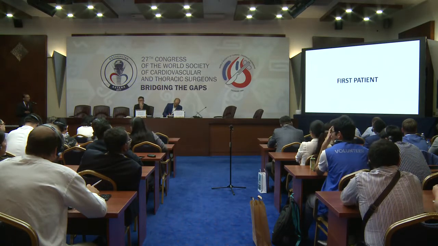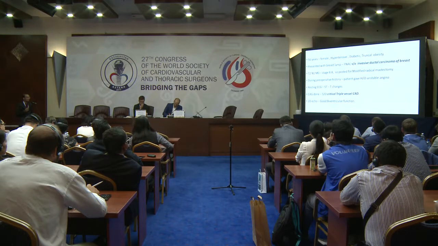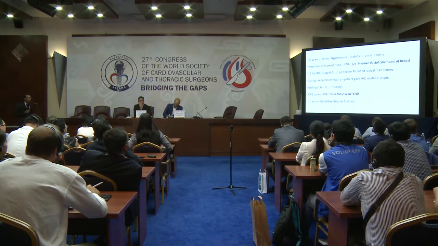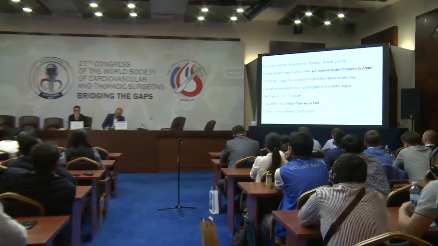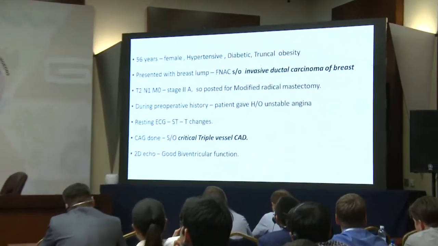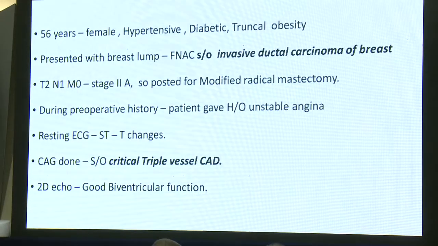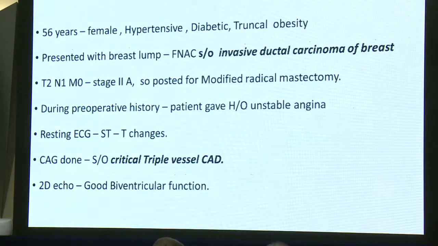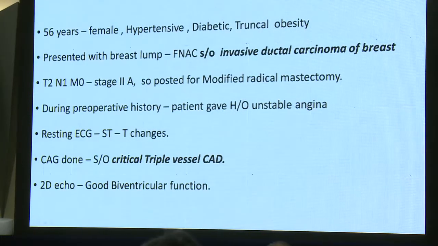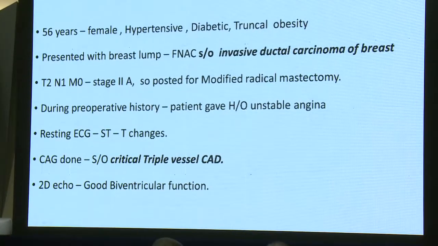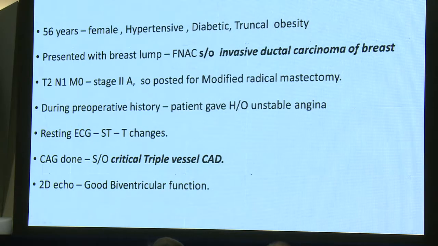The first patient was a 56-year-old female who was hypertensive, diabetic, and had truncal obesity. She presented to the oncosurgery department with an invasive ductal carcinoma of the breast, confirmed on FNAC. It was T2N1M0, stage 2A on staging, and so she was posted for modified radical mastectomy by the oncosurgery department.